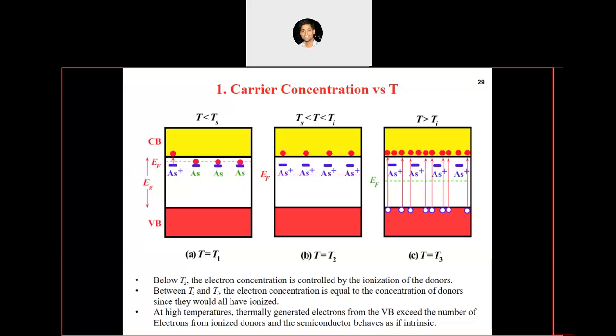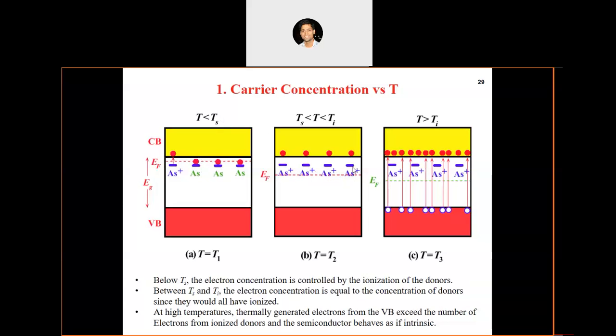We discussed that there are three specific temperature regimes. One of them is at lower temperatures, where all the donor atoms are not ionized. So there will be only a few donor atoms giving their electrons to the conduction band, and therefore the carrier concentration will be less, and it will be exponentially dependent on this energy difference as well as temperature.